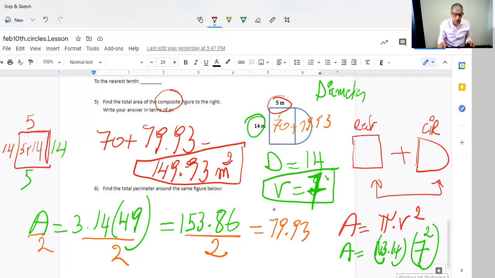All right, so that's the answer for the area. Find the area of the separate shapes, add them together. The only tricky part here is you just got to remember that it's not a full circle, it's just half of the circle, okay? All right, let's do the second part.